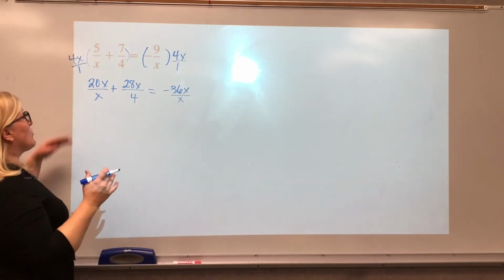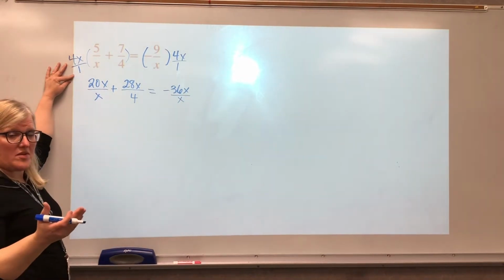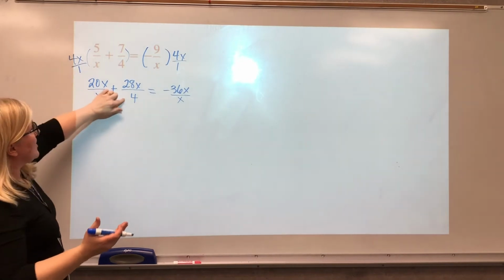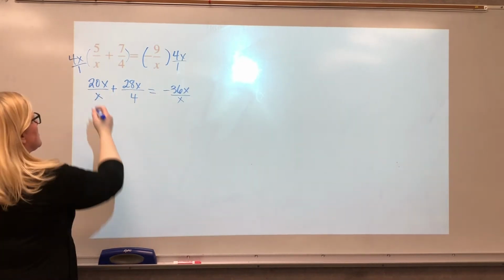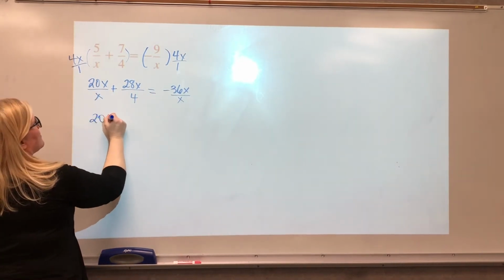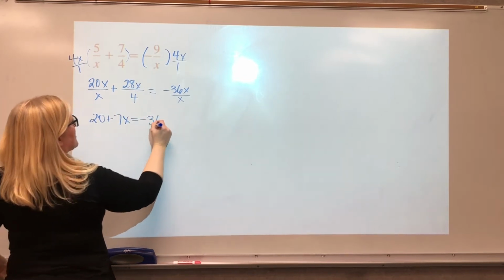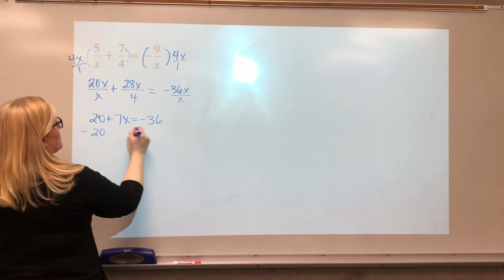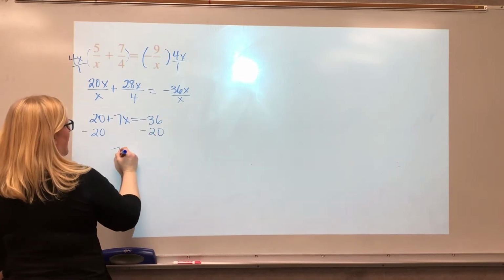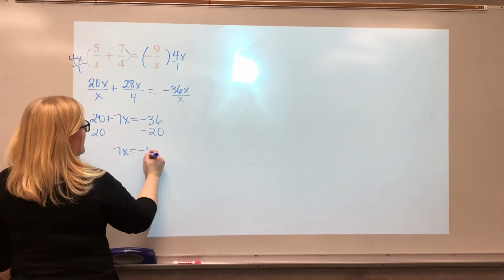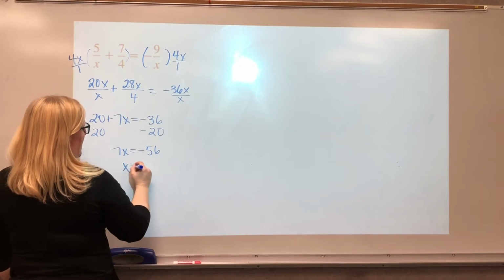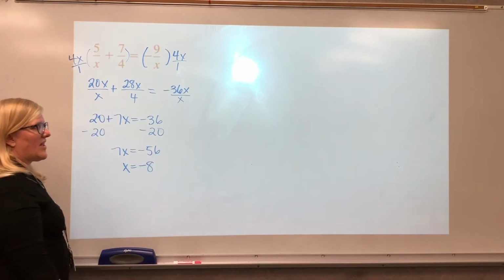And again, the reason that I multiply by the least common denominator is so that these will go away. So this now becomes 20 plus 7x equals negative 36. So I subtract 20 from both sides. I have 7x equals negative 56. So x equals negative 8.